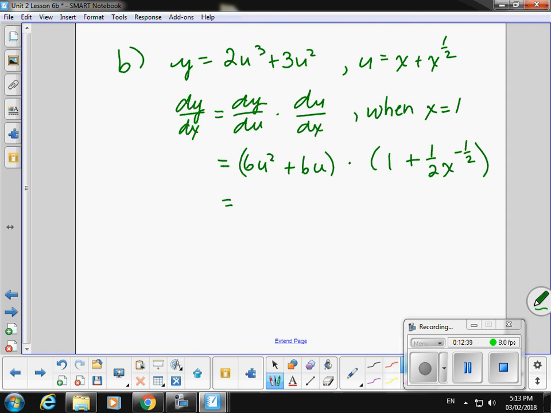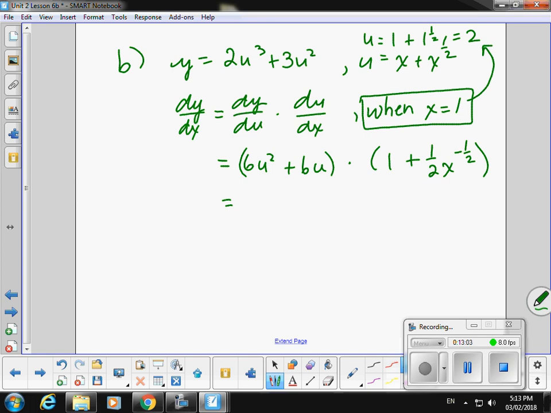I want to know the value of this thing when x equals 1. The laziest way to do that is to say, all right, when x equals 1, what is the value of u? So u equals 1 plus 1 to the 1/2, which is the square root of 1, which is 2. So when x equals 1, u equals 2.